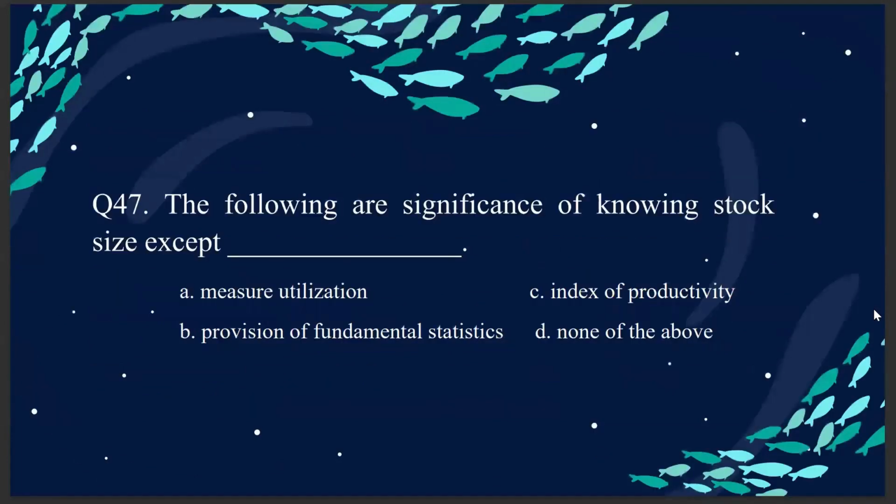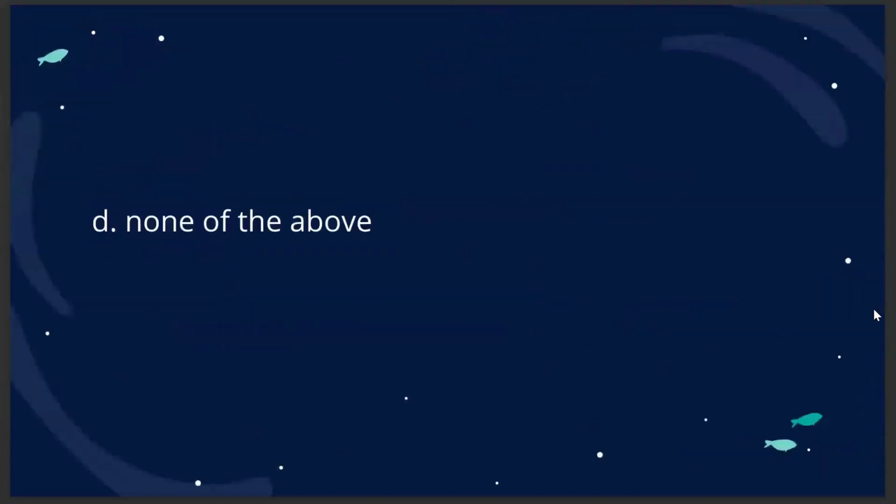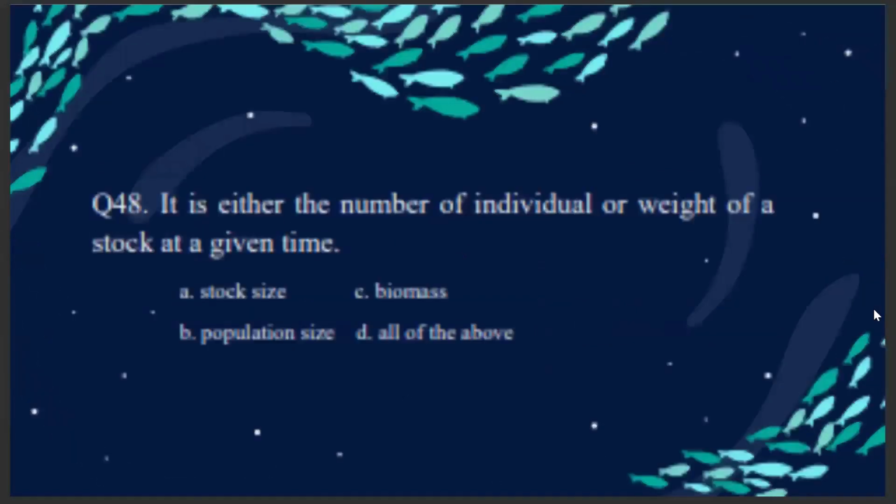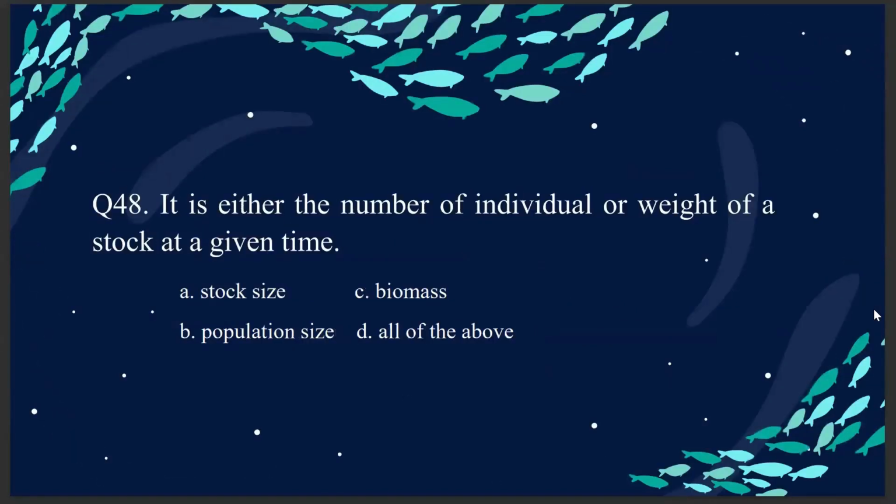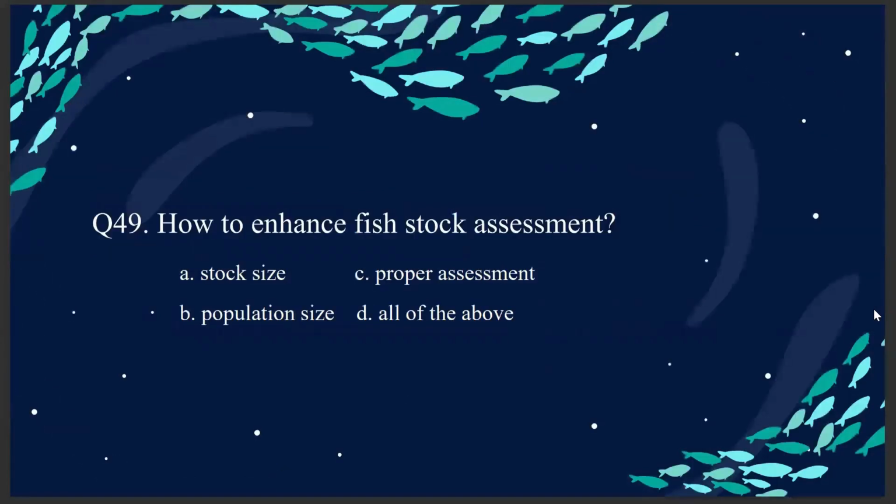Question number 47. The following are significance of stock size except A. Measured utilization, B. Vision of fundamental statistics, C. Index of productivity, or D. None of them. The answer is D. None of them. 48. It's either the number of individuals or weight of stock in a type. A. Stock size, B. Population size, C. Biomass, or D. All of them. The answer is all of them.